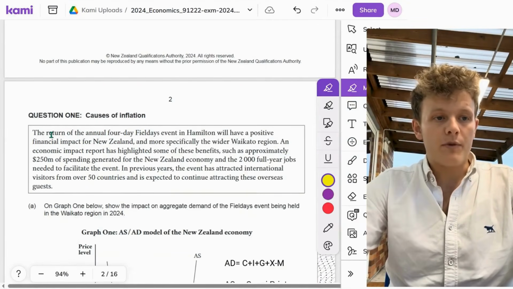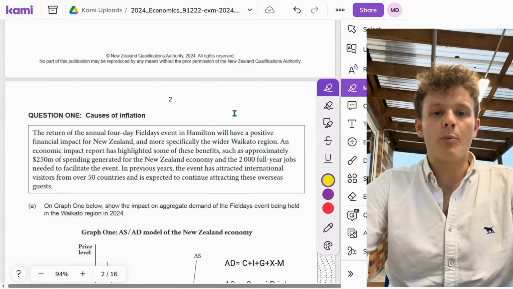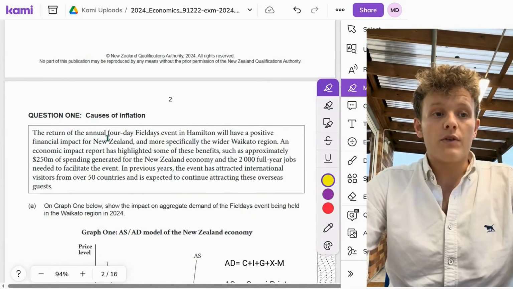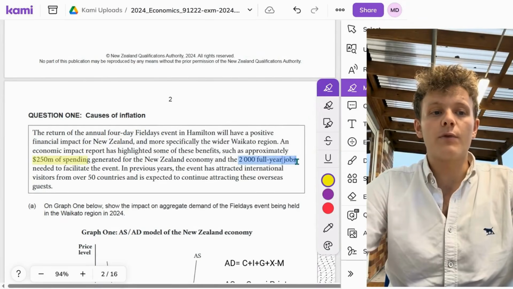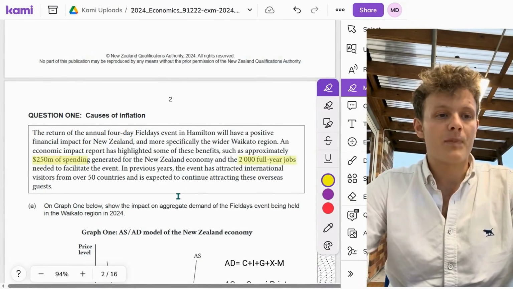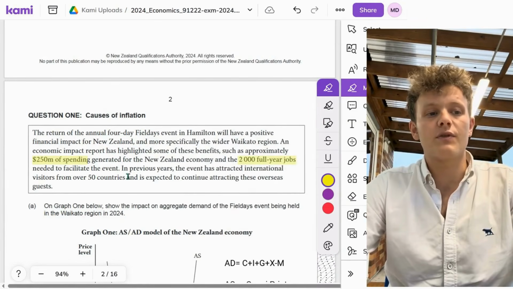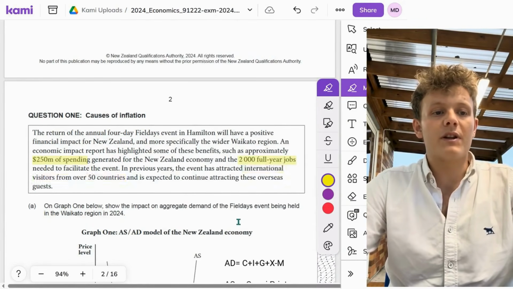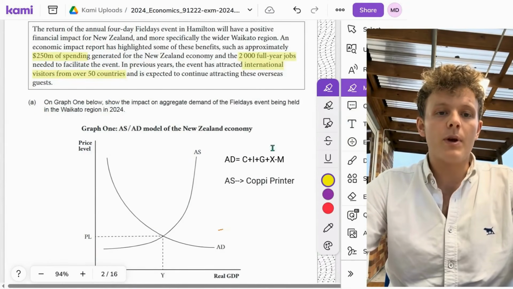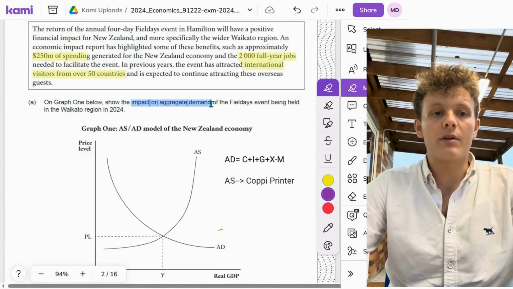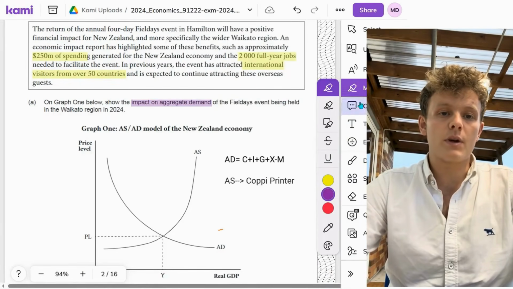So we're just going to keep these ideas in the back of our mind as we read through the first paragraph. Causes of inflation. The return of the annual 4-day field days event in Hamilton will have a positive financial impact for New Zealand, and more specifically the wider Waikato region. An economic impact report has highlighted some of these benefits, such as approximately $250 million of spending generated for the New Zealand economy and 2,000 full-year jobs needed to facilitate the event. In previous years, the event has attracted international visitors from over 50 countries and is expected to continue attracting these overseas visitors. On graph 1 below, show the impact on aggregate demand of the field days event being held in the Waikato in 2020.